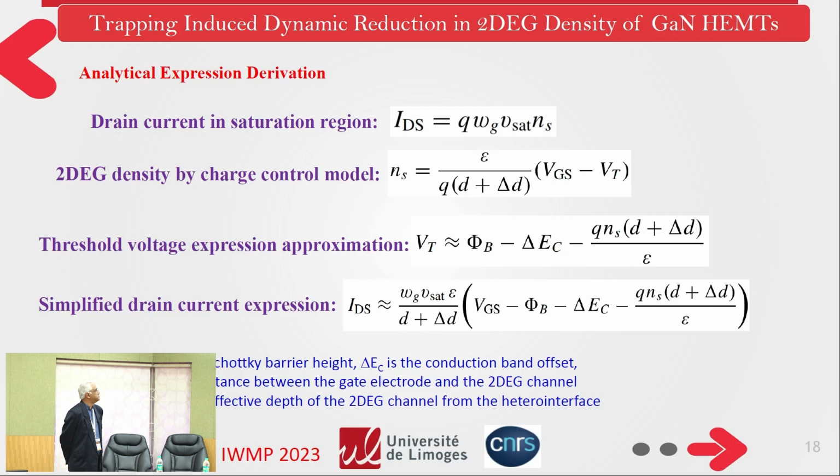So there is one idea for how you can determine the trapping-induced dynamic reduction. As you know, there is a well-known drain current in the saturation region here. We take the 2DEG density from the charge model, Ns. We also have the threshold voltage. We combine all these equations to have a simplified drain current expression, as shown in the last line. Here phi_b is the Schottky barrier height, delta E_C is the conduction band offset, and the important term is delta d, the effective depth of the 2DEG channel from the heterointerface.